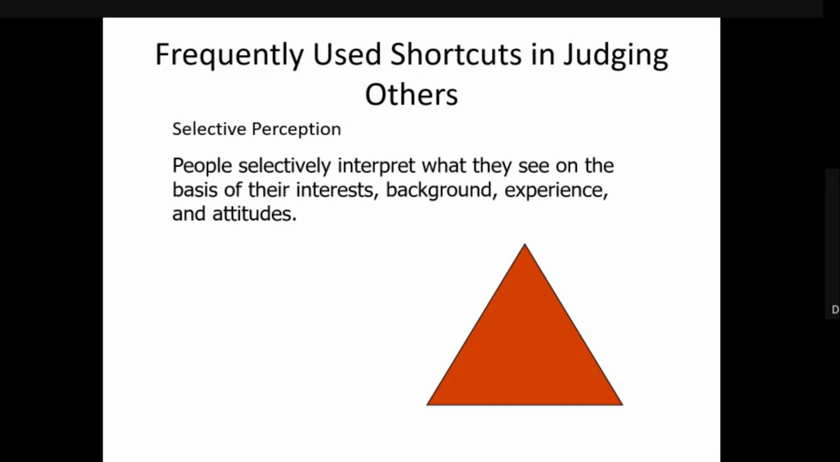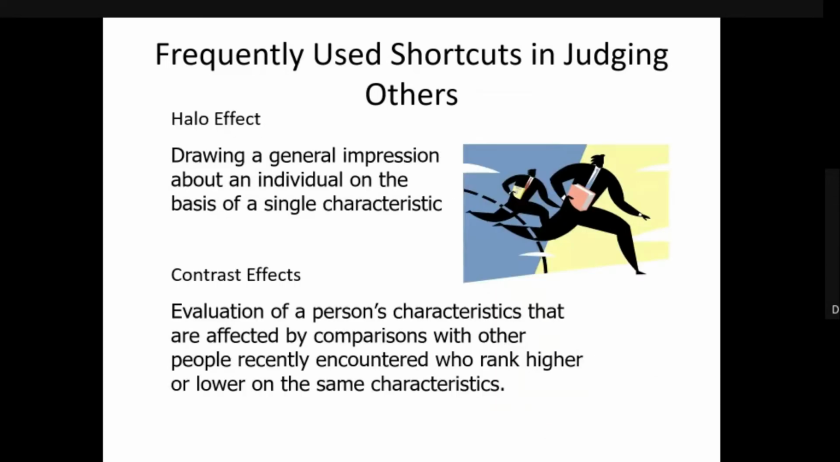Because sometimes we see so many things, we receive so many stimuli. Since we could not observe everything and use everything we receive, we selectively perceive things. So we don't choose randomly. We select according to our interests, background, experience, and attitudes. So we only see what we want to see, and sometimes we draw unwarranted conclusions from ambiguous situations.